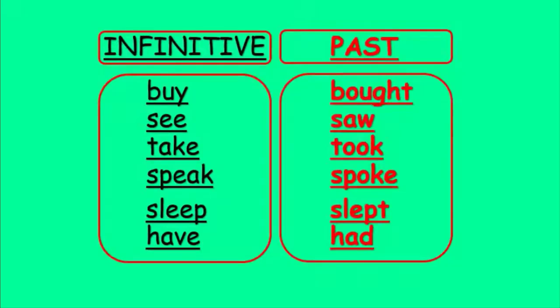More examples, more verbs. Buy becomes bought in the past. See becomes saw. Take becomes took. Speak becomes spoke. Sleep becomes slept. Have becomes had.